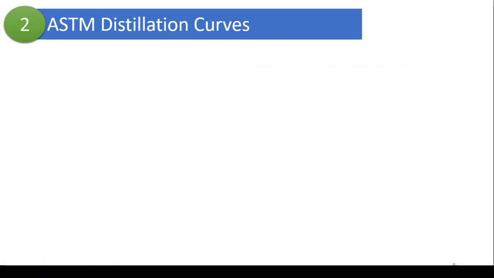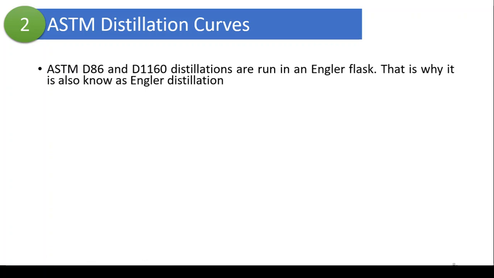Now come to the second part, that is the ASTM distillation. So ASTM distillation has the numbers D86 and ASTM D1160. And it is run in a specified type of flask that is known as an Engler flask. That is why sometimes we call this ASTM distillation an Engler distillation. And it is normally carried out as a non-fractionation type of batch distillation at atmospheric pressure also.